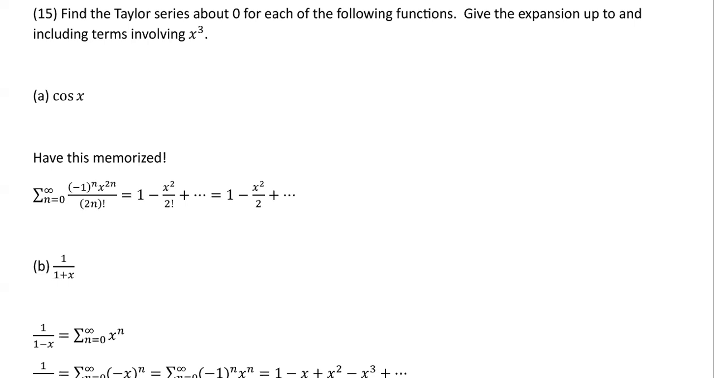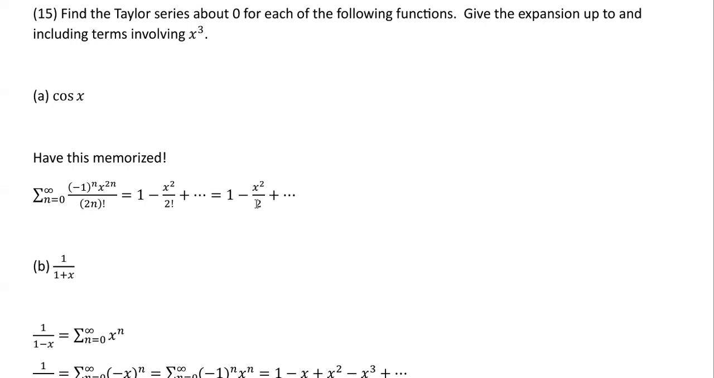Okay, so cosine x. How do we find the Taylor series of that? You should have this one memorized, actually. So you don't want to waste time deriving the Taylor series for cosine x. The summation notation is like this, or if you remember the expanded form, it's just the even powers, okay? With the even factorial on the bottom, and then you alternate signs. So up to the x cubed term, it'll just be 1 minus x squared over 2 factorial.